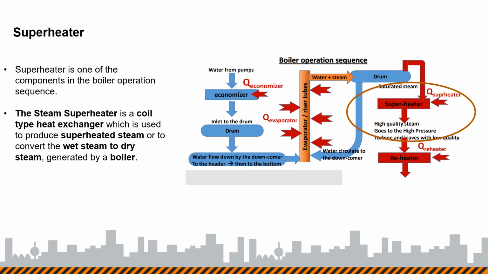Superheater is one of the components in the boiler operation sequence. The steam superheater is a coil-type heat exchanger which is used to produce superheated steam, or to convert the wet steam to dry steam generated by a boiler.